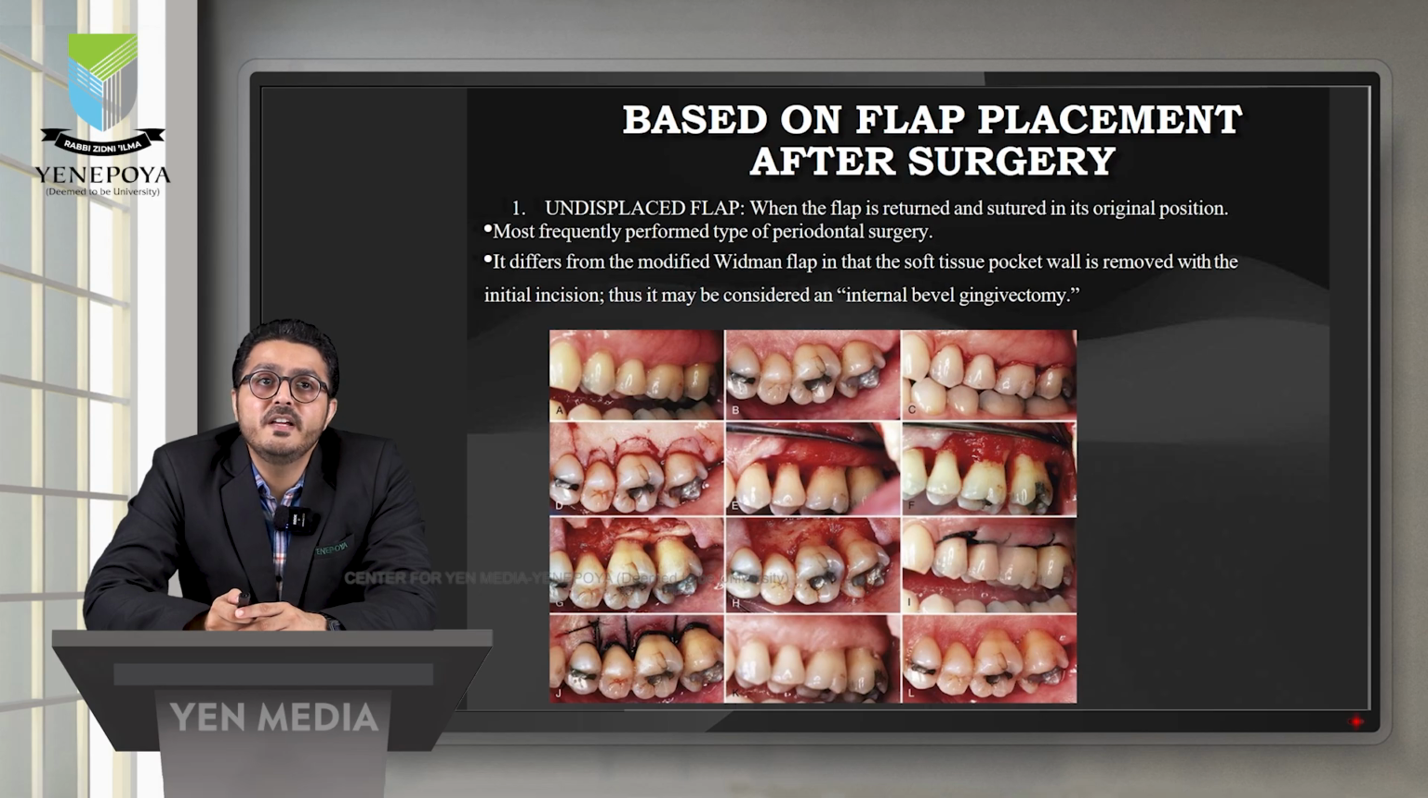Based on the flap placement after the surgery, as we discussed, we have undisplaced and displaced flap. Undisplaced flap is when the flap is returned and sutured in its original position following the surgical procedure. It is the most frequently performed type of periodontal surgery. It differs from the modified Widman flap in that the soft tissue pocket wall is removed with the initial incision. Thus, it may be considered as an internal bevel gingivectomy.